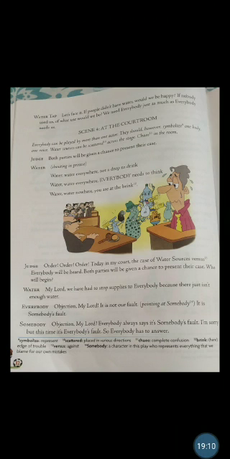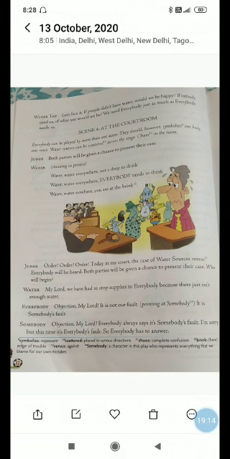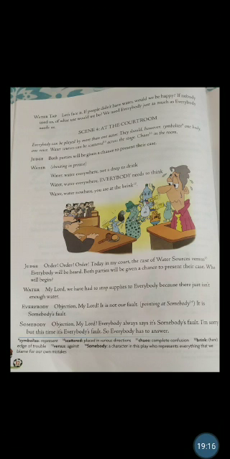Who will begin? So water said, my lord, we have had to stop supplies to everybody because there just is not enough water. He says we had to supply. All the water bodies said हमने supply बंद करी क्योंकि there was not enough water to give to them. Everybody: Objection, my lord, it is not our fault, it is somebody's fault. सबने बोला हमारी गलती नहीं है, किसी कुछ लोगों की गलती है, हमारी सबकी गलती तो नहीं है.